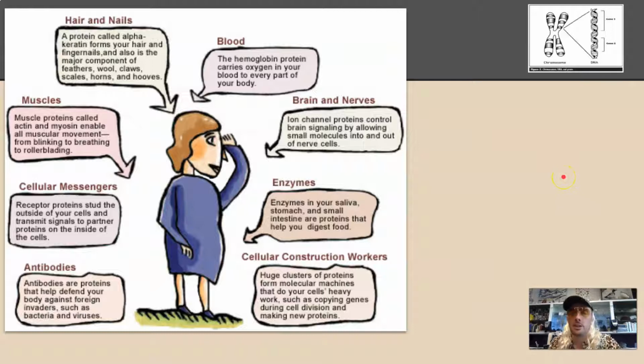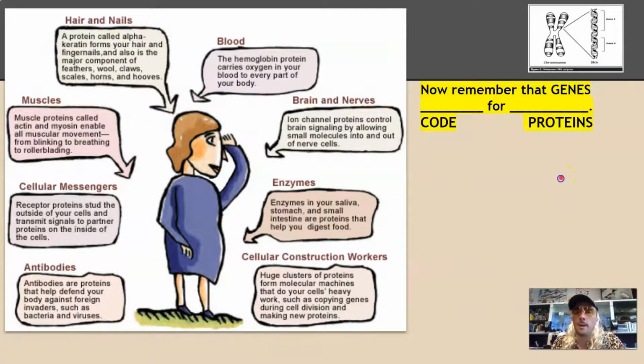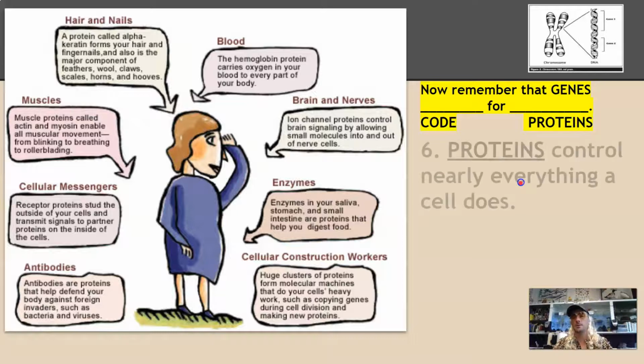Okay, now we're going to talk about proteins. So remember that genes code for proteins. When we're talking about DNA, we're talking about these sections of DNA called genes, and they code for specific proteins. Why are proteins so important? Proteins are so important because they control nearly everything a cell does. They not only control what a cell does, they are in many ways what a cell is. They're the structural parts of a cell too.